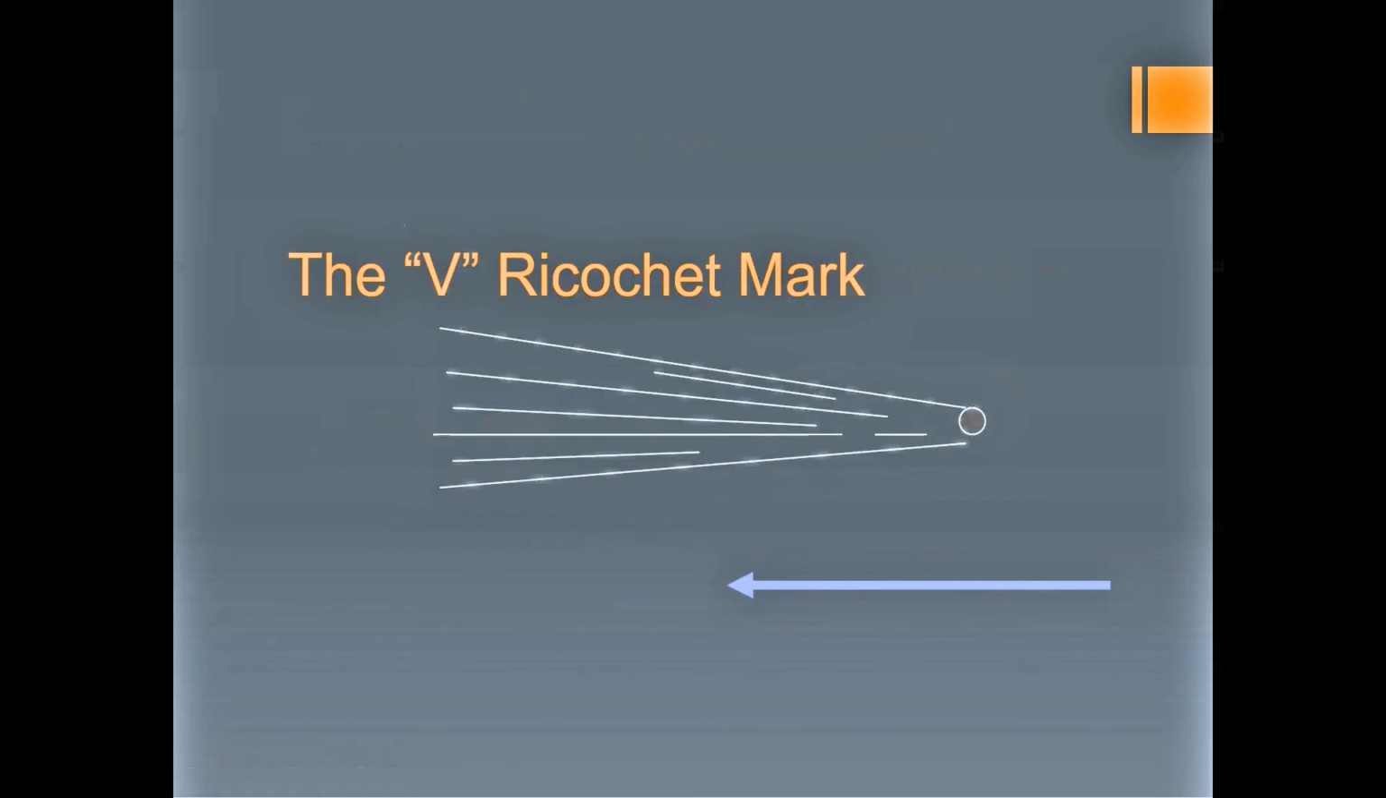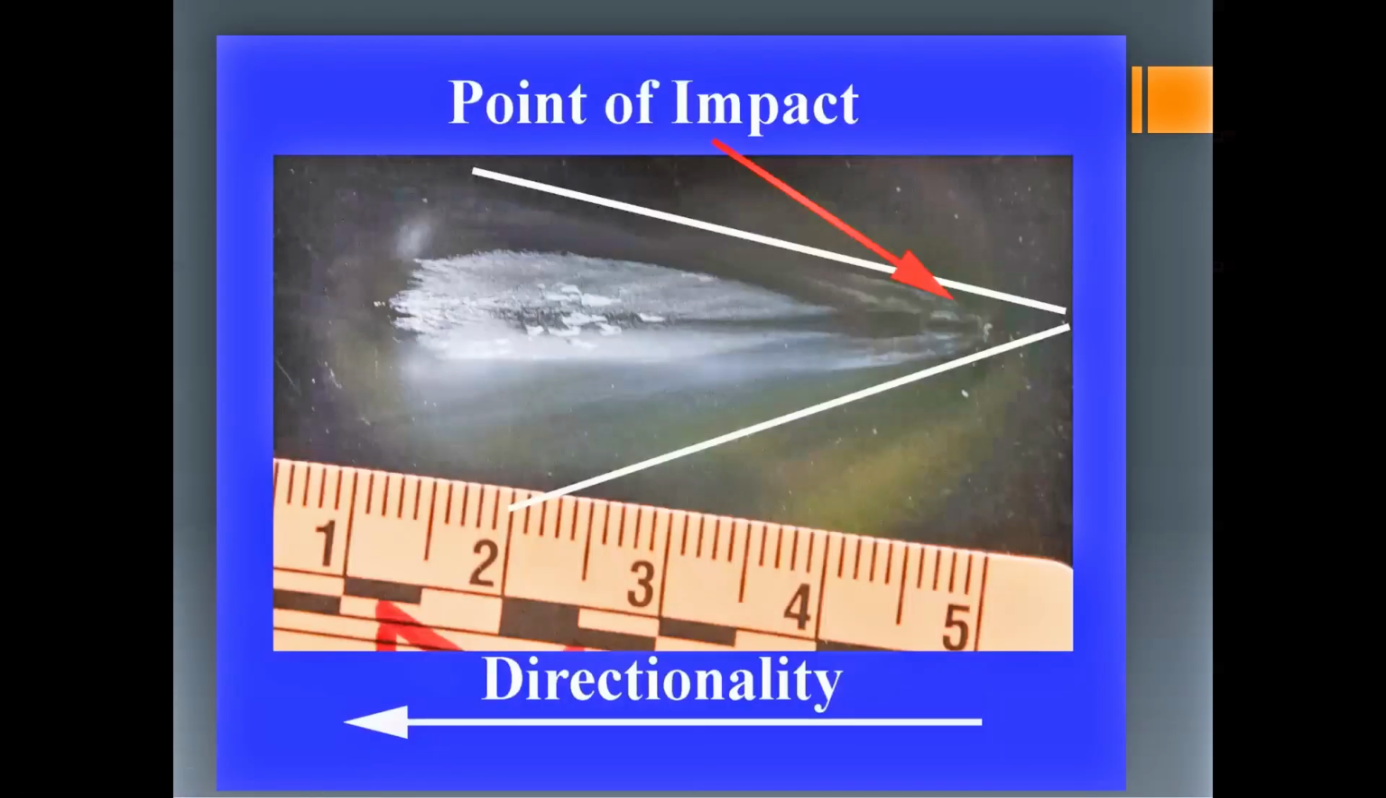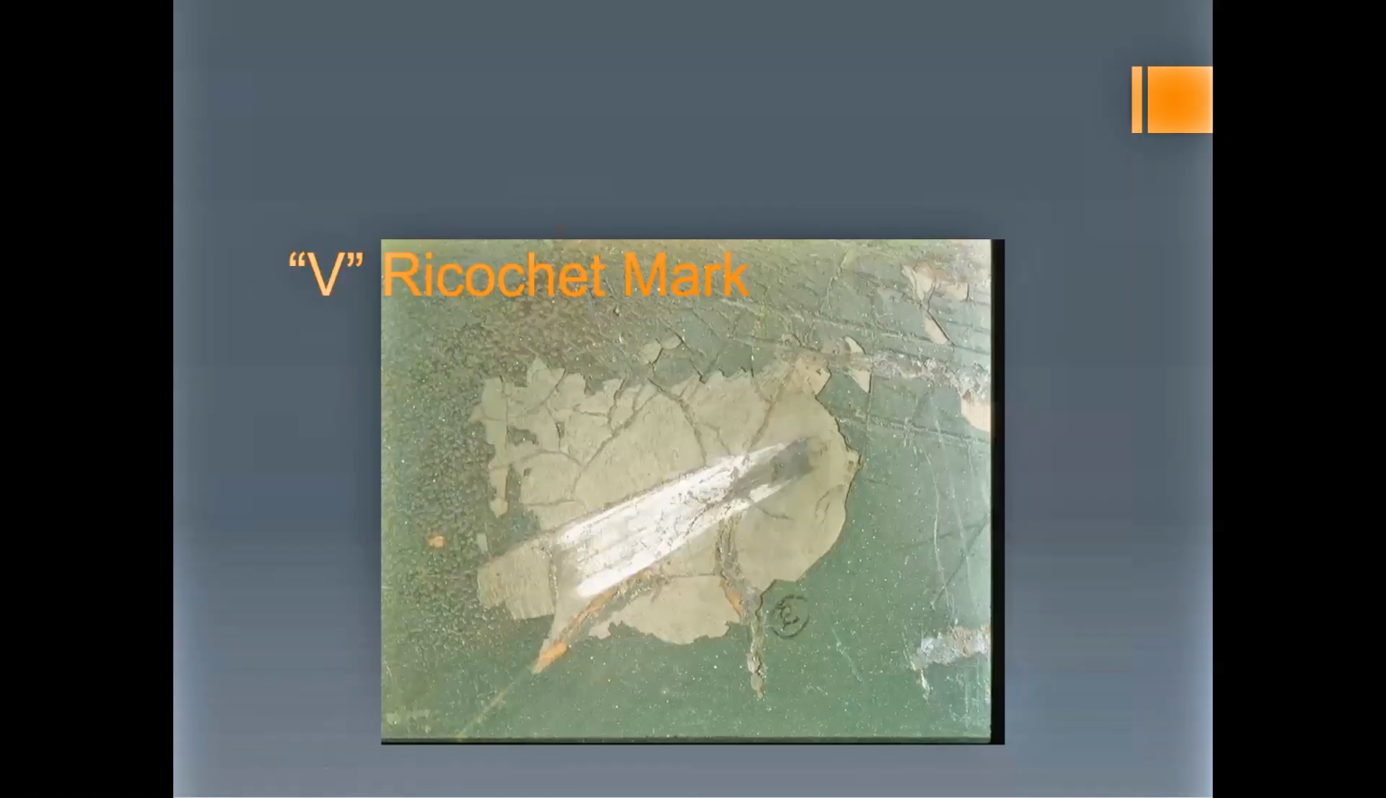That's your point of impact. Your bullet's traveling right to left. Okay, here's an example, something that would kind of follow that. We have something else here. We have a little paint pinched right here. We'll get into that a little bit later.